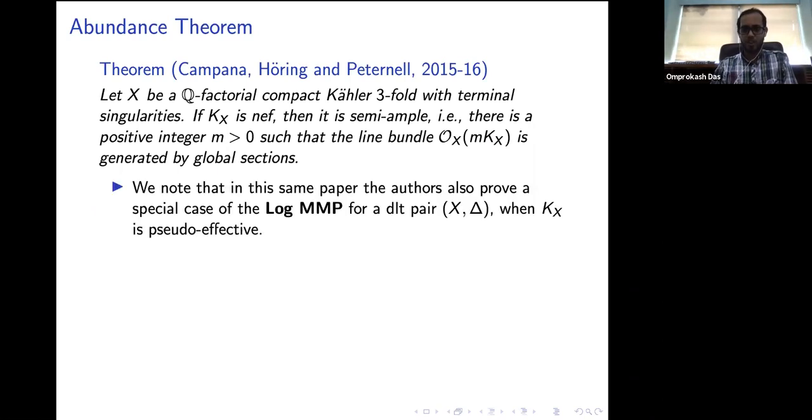So, there is another thing: the title of this talk says log minimal model program. In this abundance paper of Campana, Höring, and Peternell, they did a partial version, a partial case of this log MMP, for DLT pairs, a very special case where they already assumed that K_X itself is pseudo-effective and some additional technical assumptions. They needed to do this very specific, very limited log MMP. So part of this was done there.